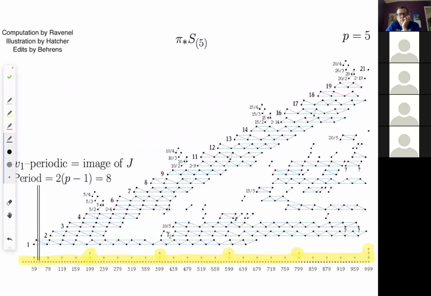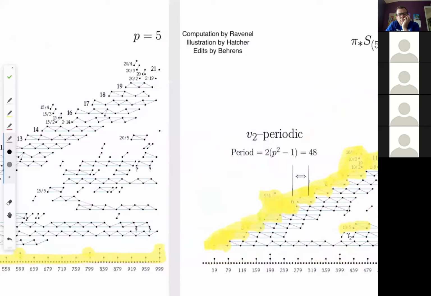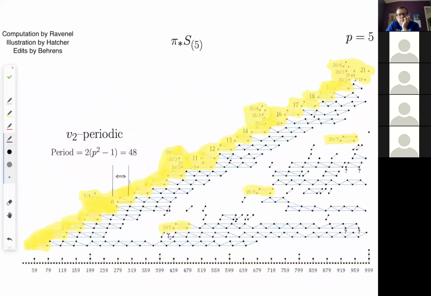Okay, so that's the V1 periodic stuff, and the period is always a multiple of 2(p minus 1) because that's the degree of V1. Now Mark tells us that here's the V2 periodic stuff. Mark's the expert on this kind of business, and he's identifying the picture for us, the V2 periodic elements.